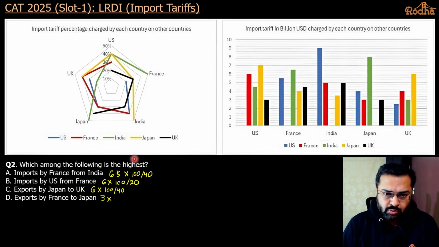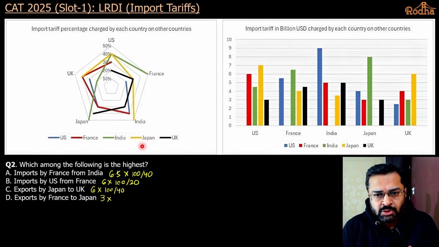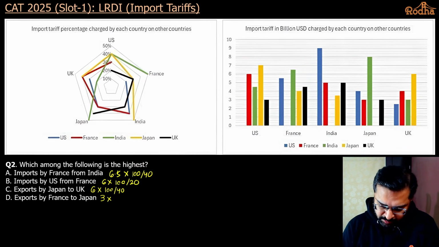And what is the rate? You look at Japan, this yellow one, and France. So this is the rate here, 10, 20, 30. Japan is the yellow bar because Japan is importing in this case. So Japan, yellow bar, and you're talking about France. Fine. So import by Japan from France. So yellow, this, and this is France. This is how much? This is 10, 20, 30 into 100 by 30.